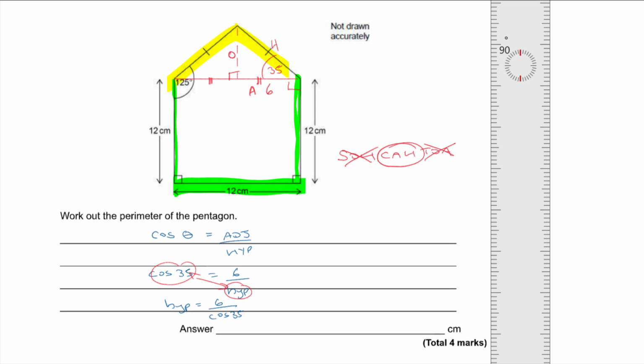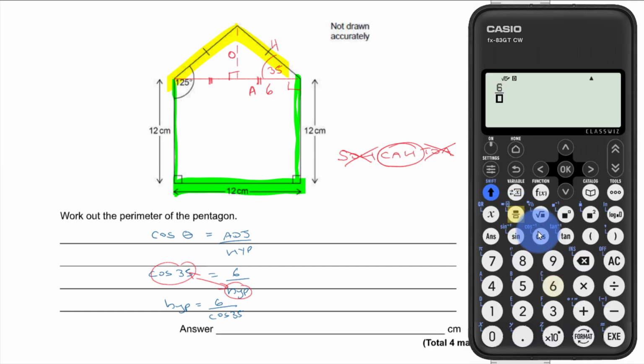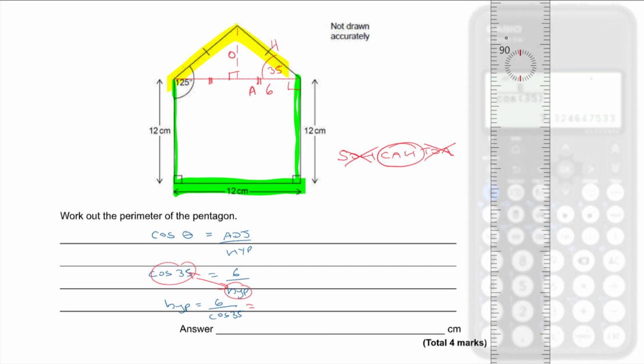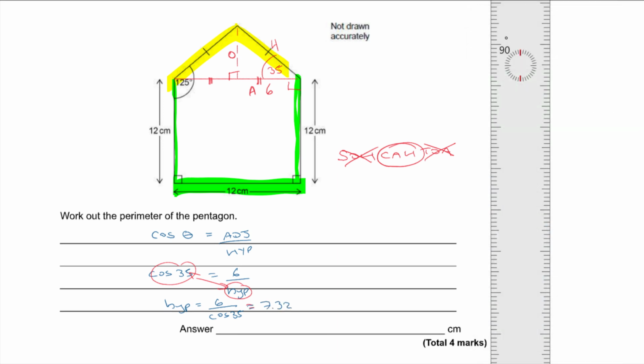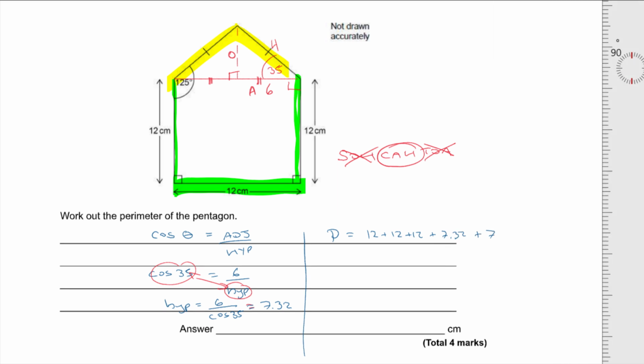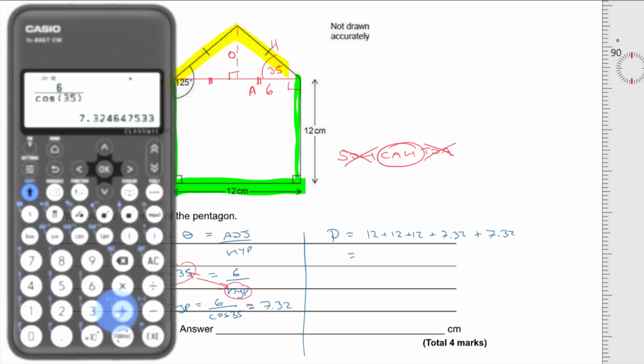So it's 6 divided by cos 35 into the calculator, that comes out to be 7.32 and change. Okay, so I'm going to write down three significant figures, 7.32, but I'm just going to retain that in my calculator for the final calculation. Okay, so then finally the perimeter is going to be the 12 plus the 12 plus the 12 plus the 7.32 plus the 7.32, the two equal sides along there.